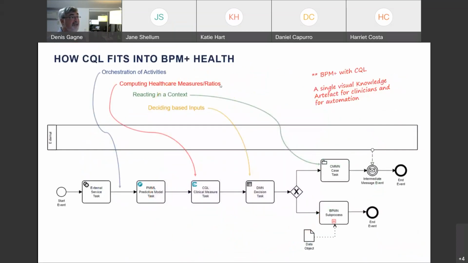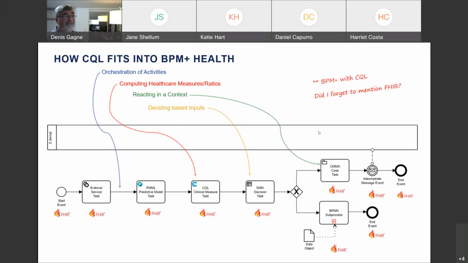So in a more practical way, we have the orchestration of activities, as you see in this BPMN type diagram, where the orchestration is done in BPMN. We have the computing of healthcare measures and ratios and other related healthcare activities that we can do in CQL. Then we have decisions that we can do in DMN, and we have reacting to particular events within a context that we can do in CMMN. So that way we have a single visual knowledge artifact for both clinician and the automation. So we have, I would argue, the best of all worlds by combining all these together.